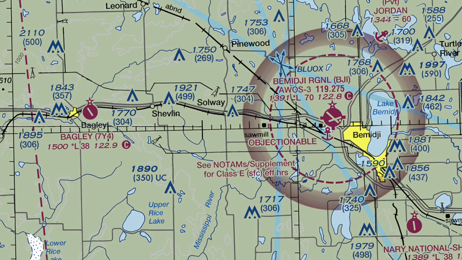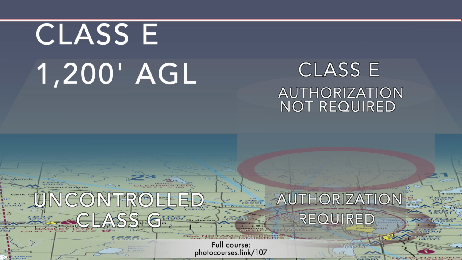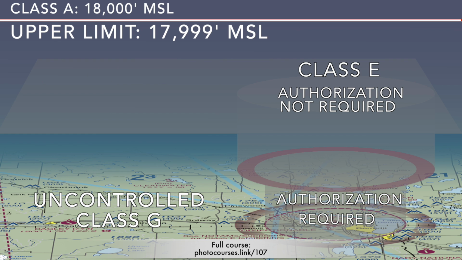In all cases where you have Class E airspace, with very few exceptions, that Class E airspace goes up to and including 17,999 feet MSL above sea level, and then Class A airspace starts at 18,000 feet MSL, where large commercial aircraft fly. So whether that Class E airspace starts at the surface, at 700 feet AGL or 1,200 feet AGL, it goes up to and includes 17,999 feet MSL.